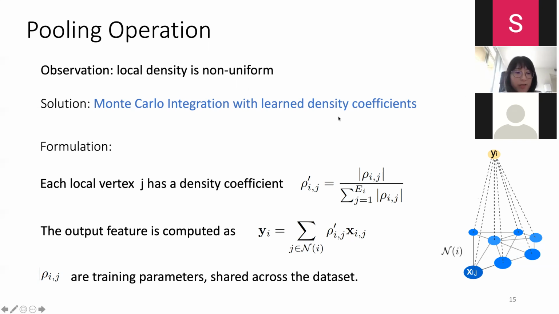Then what we can do is a Monte Carlo integration with learned density coefficients, which means similarly for each local vertex J, we can also learn the density coefficients for each edge, and then integrate all the values by those coefficients. And those coefficients are also trainable parameters during training, and those parameters are shared across the dataset.